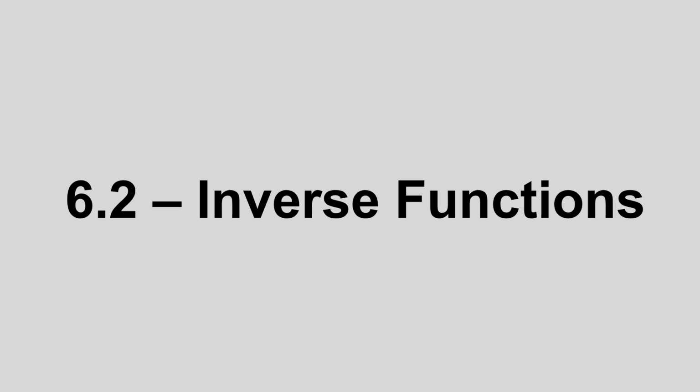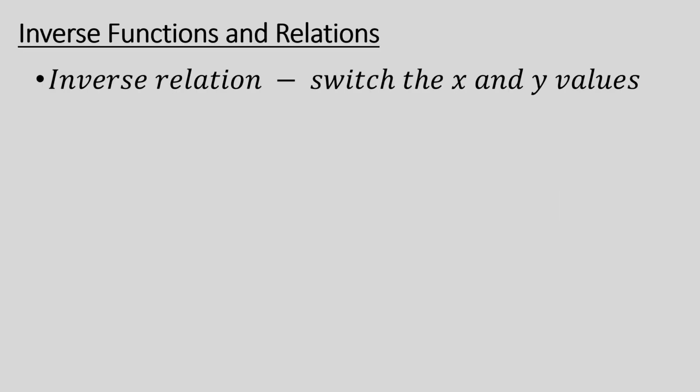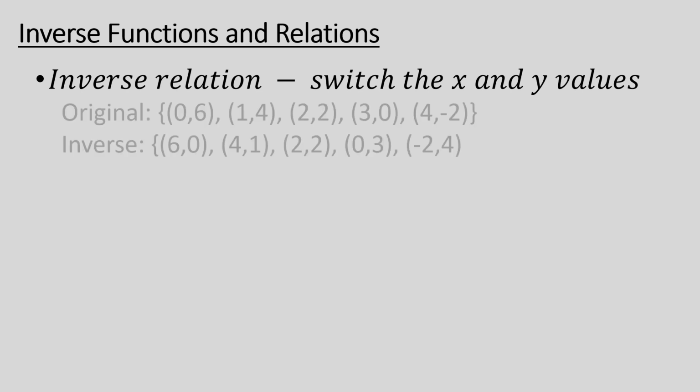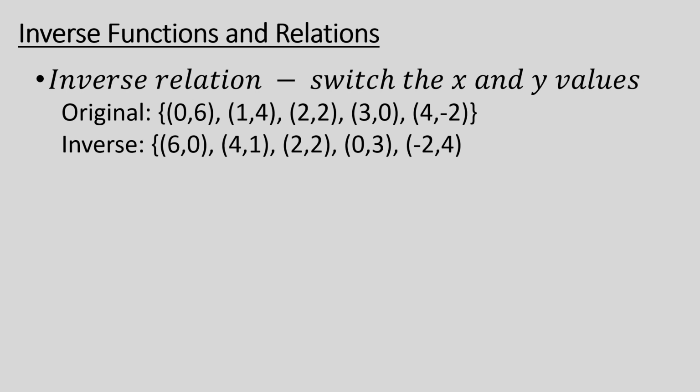6.2 Inverse functions. To start, let's refresh on a few things. A relation is when we have x and y values paired together as in coordinate points, x comma y. An inverse relation is when we would switch those x and y values. For example, in an original relation, we would have the points (0, 6), (1, 4), (2, 2), etc. In an inverse relation, we would just switch the x and y values. So now we would have (6, 0), (4, 1), (2, 2), etc.